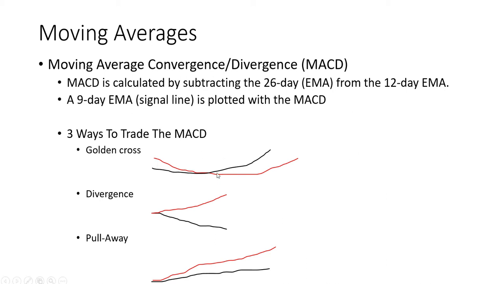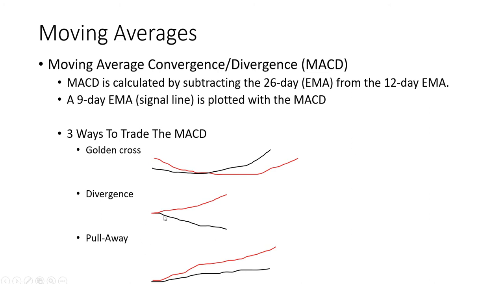So you'll see here in this example, the black line, which is the MACD, breaks above the red line here, which gives us a nice golden cross, okay, which is a bullish signal.